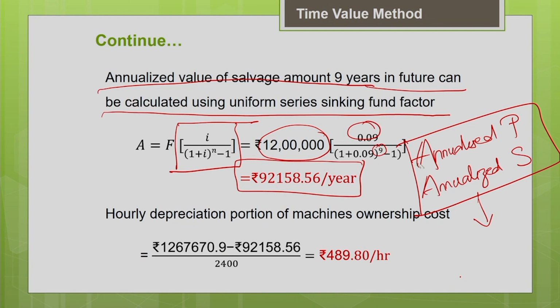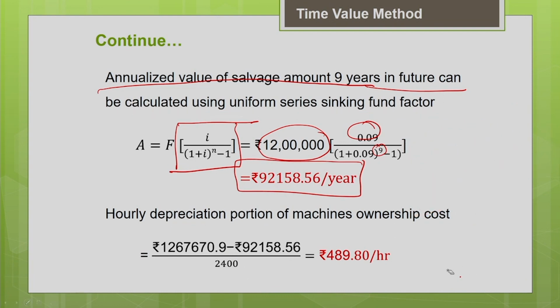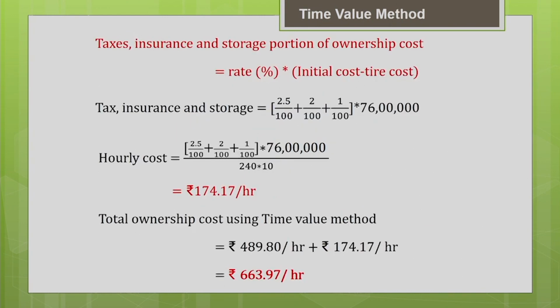So this is how you calculate the hourly depreciation. Now let us calculate the other components of the ownership cost. The other components of the ownership cost are taxes, insurance and storage. They are expressed as a percentage of the initial cost minus the tire cost. So in this time value method, instead of taking the average value of the machine, we are calculating as a percentage of the initial cost of the machine. Obviously you have to deduct the tire cost.